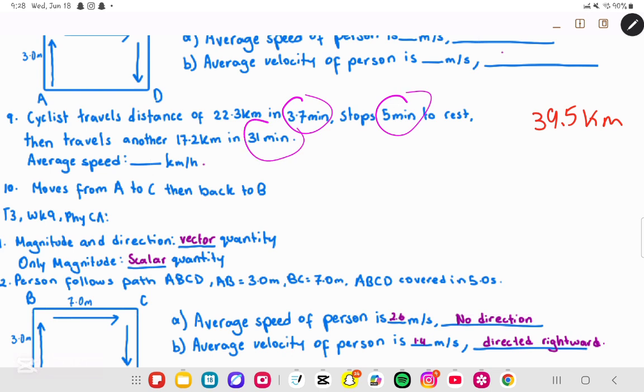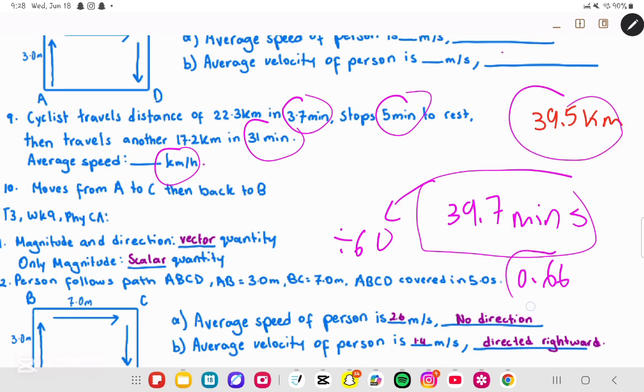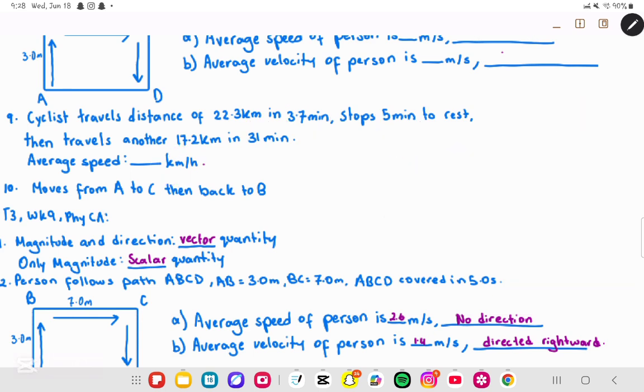So in total it is 39.7 minutes. Now, of course, they want it in kilometers per hour, so you have to change the minutes to hours. So you will divide by 60, 39.7 divided by 60. You will get an answer of 0.66, right? So now you have the total distance traveled, the total time taken in hours. So 39.5 kilometers divided by 0.66. You get almost 59.85 kilometers per hour. This is the average speed.